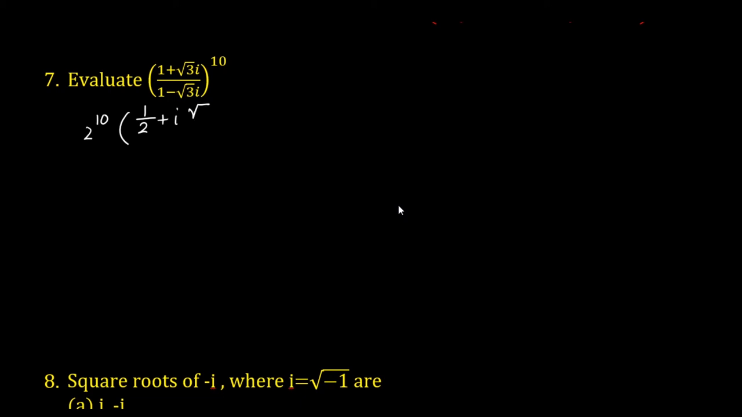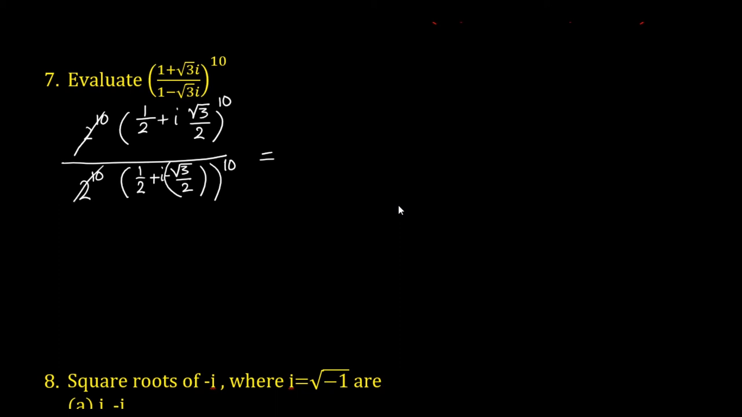So keeping in mind, if we adjust that, we can write 2 to the power 10 into (half plus i into root 3 by 2) divided by 2 to the power 10 into (half plus i into minus root 3 by 2), this whole to the power 10. Sorry, I missed the whole to the power 10 here. So the 2 straight away gets cancelled.